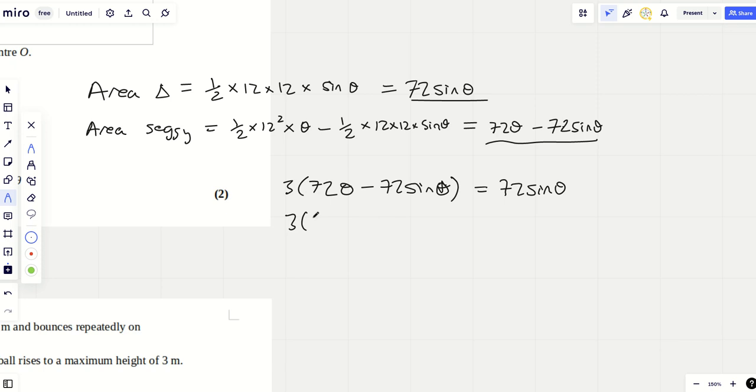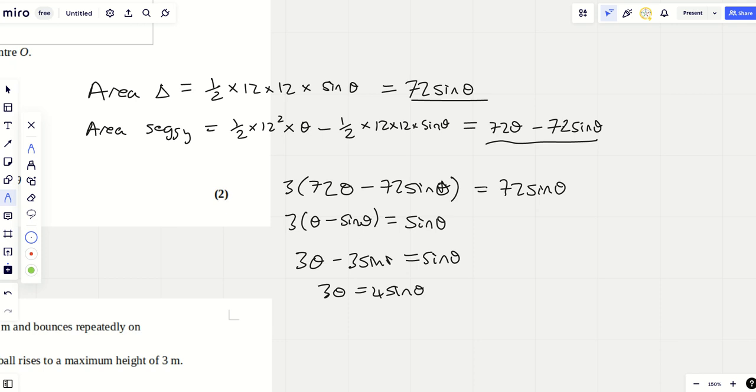So I'm going to get 3 times theta minus sine theta equals sine theta. You could multiply out the brackets first if you want to do that. So 3 theta minus 3 sine theta equals sine theta. Or in other words, 3 theta equals 4 sine theta.